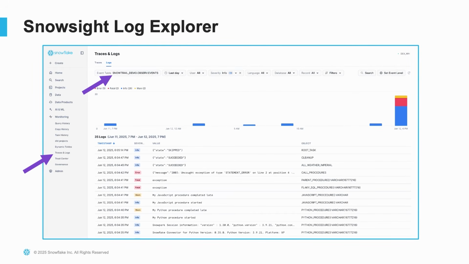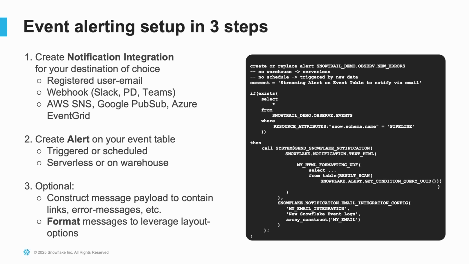I already selected the event table that I want to use, and then I have all the logs in one place, and I can start filtering them by severity level or database or search for specific objects to see more details. Of course, I don't want to log into Snowsight all the time just to see if there are any new logs. So the important second part here is setting up alerts on the event table.